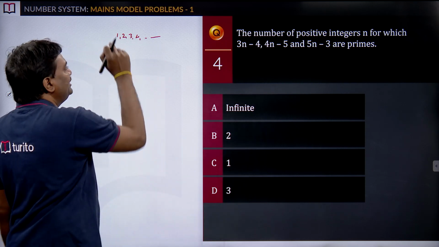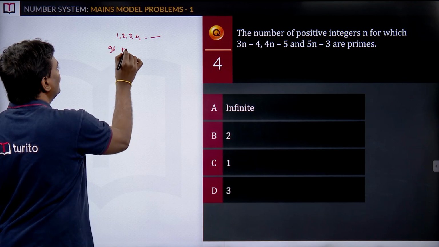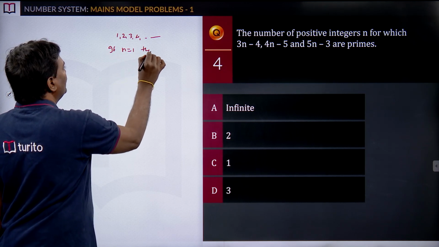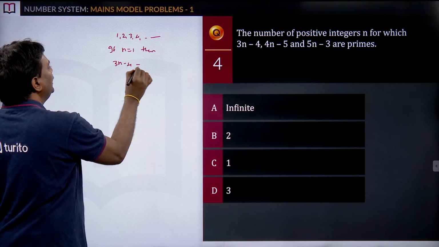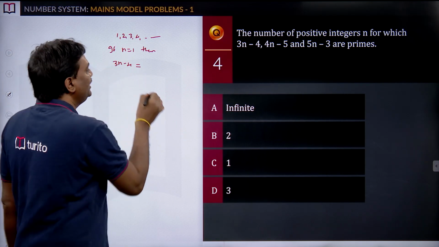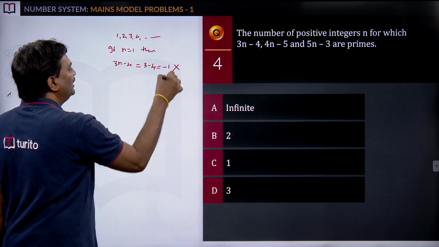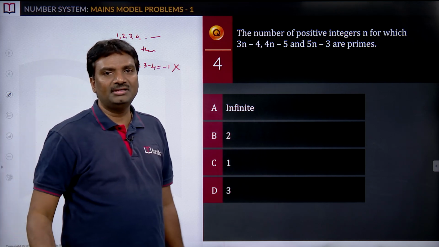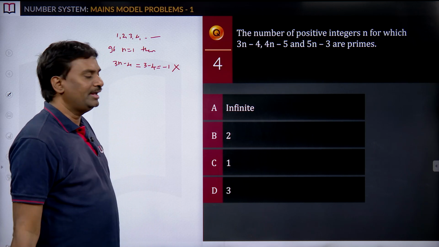So, the first integer is 1. If n equal to 1, then 3n minus 4: in place of n if we take 1, 3 times 1 minus 4 equal to minus 1, but this is a negative number, that is not a positive integer. So, that is why you do not consider n equal to 1.